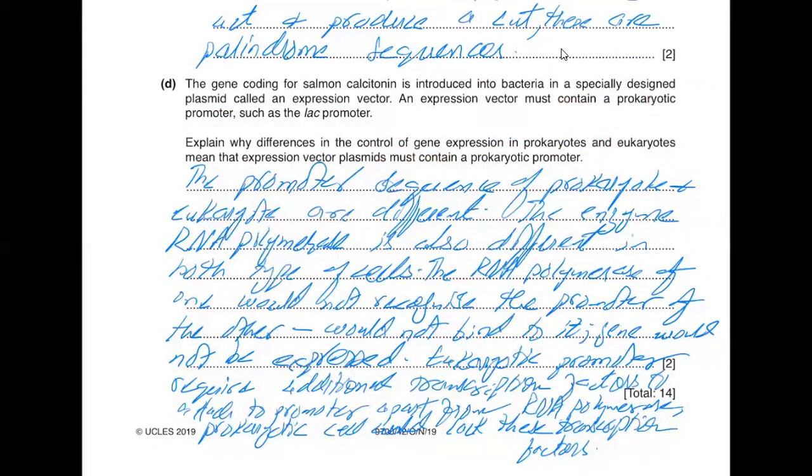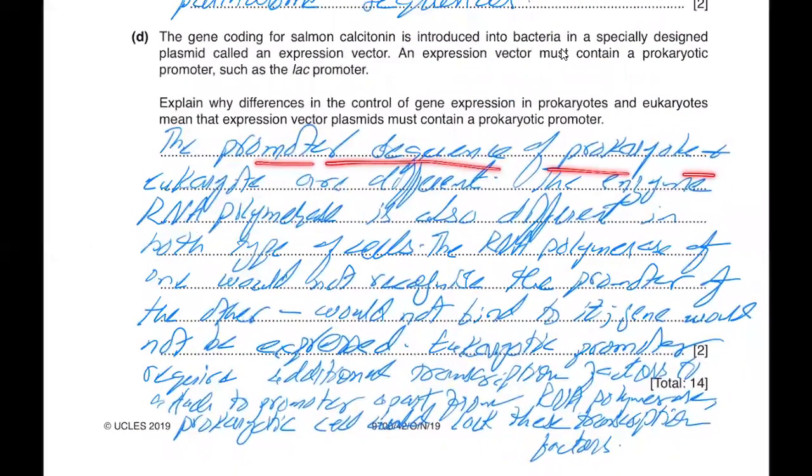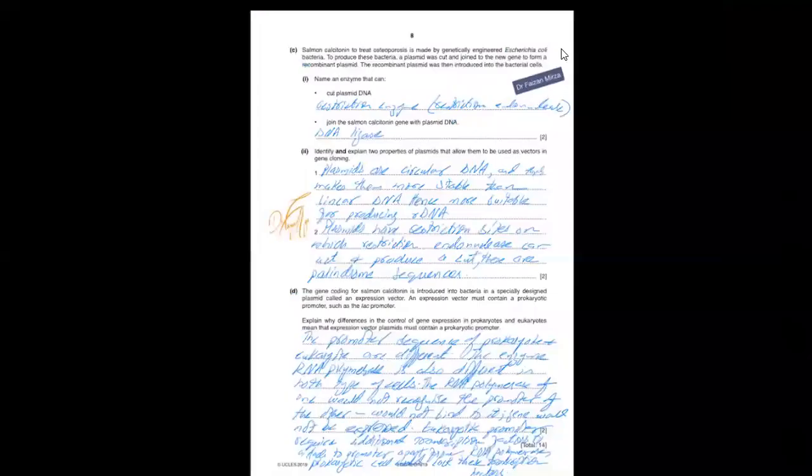Explain why the difference in control of gene expression in prokaryotes and eukaryotes means that the expression vector's plasmid must contain a prokaryotic promoter. So the promoter sequences of the prokaryote and the eukaryote are different. The promoter sequences are just sequences of nucleotides. The enzyme RNA polymerase is also different. We know that they're both types of cells. So RNA polymerase of one would not recognize the promoter of the other, would not bind to its gene. The gene would not be expressed. Eukaryotic promoters require additional transcription factors to attach to the promoter apart from the RNA polymerase. You can further say that the prokaryotic cell would lack these transcription factors, because the transcription factors are just there in the eukaryotic cells.